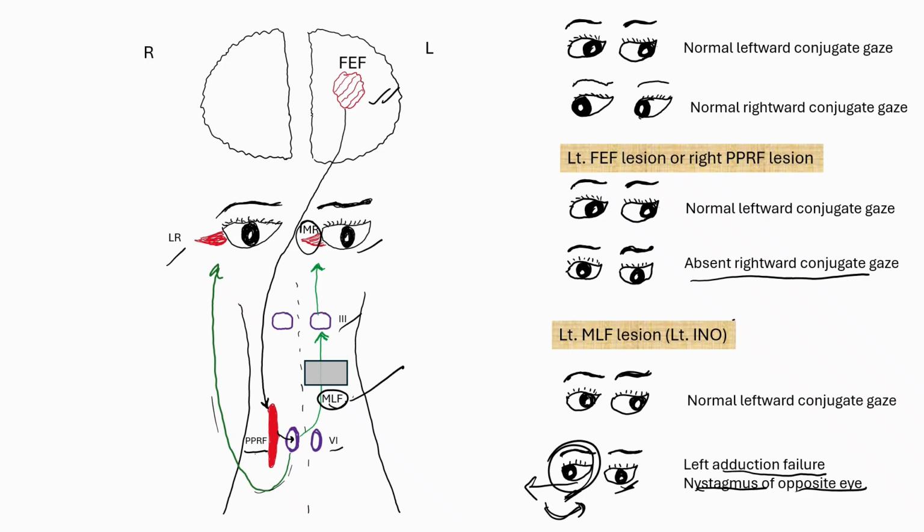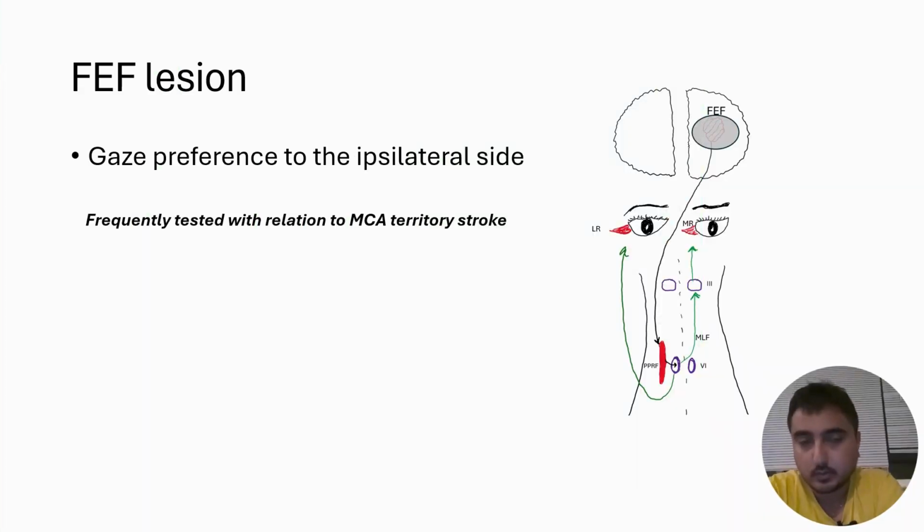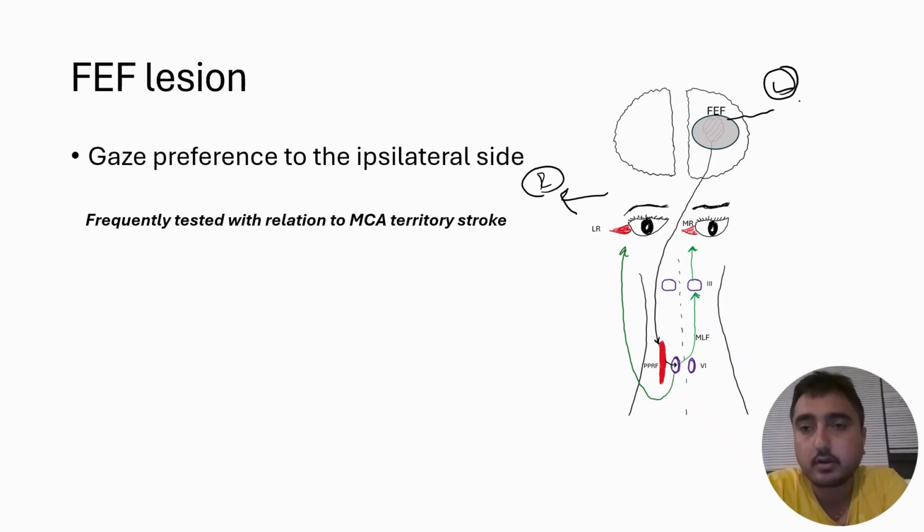All right, so if we understand this concept, then figuring out any conjugate gaze palsy becomes easier. So, as we discussed, the frontal eye field area is responsible for the gaze towards the opposite side. So the left frontal eye field area is responsible for rightward gaze, and if we lose the left frontal eye field area, then the eyes would prefer to look towards the left side itself because the right-sided gaze will not be there. So there will be gaze preference to the ipsilateral side.